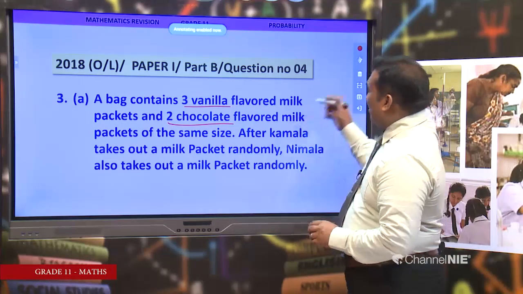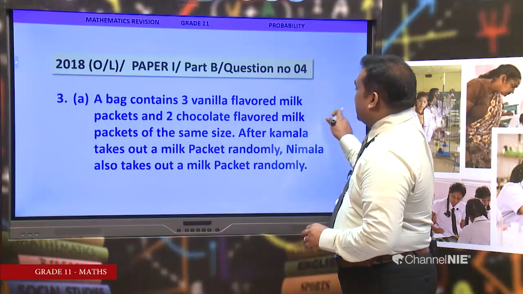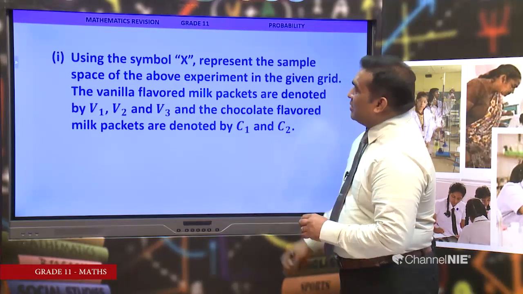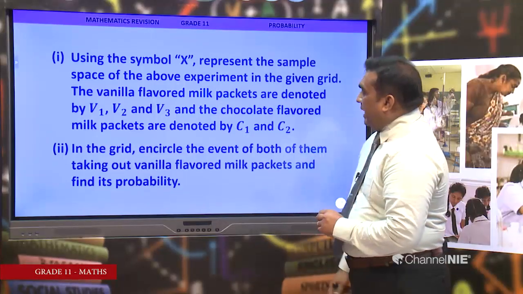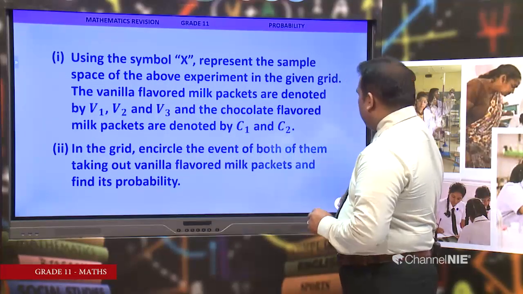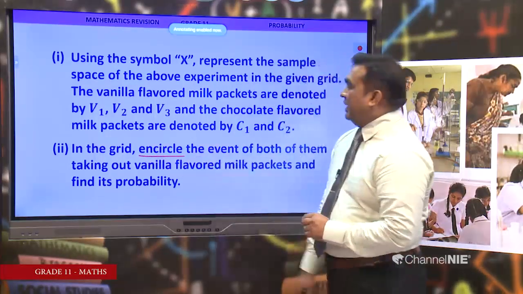Now we can see the sample space of this experiment. Using the symbol X or cross mark, represent the sample space of the above experiment in the given grid. The vanilla flavored milk packets are denoted by vanilla 1, vanilla 2, vanilla 3, V1, V2, V3, and the chocolate flavored milk packets are denoted by chocolate 1, chocolate 2, it means C1, C2. In the grid, encircle, always remember, a closed plane figure needed.